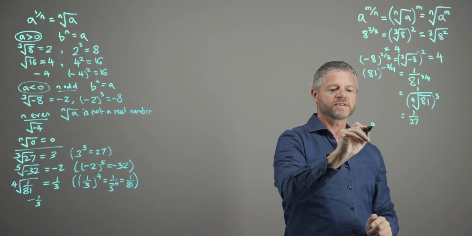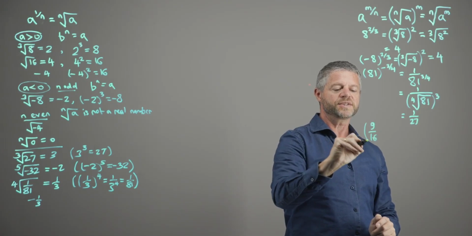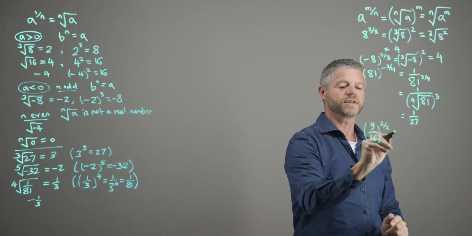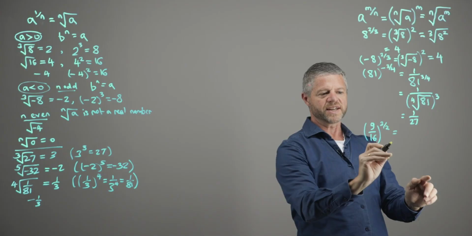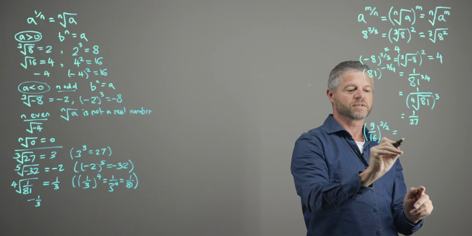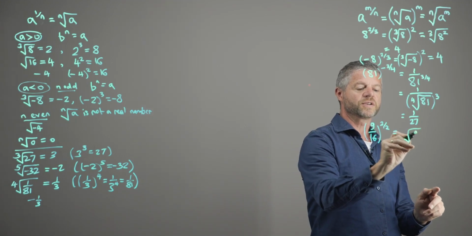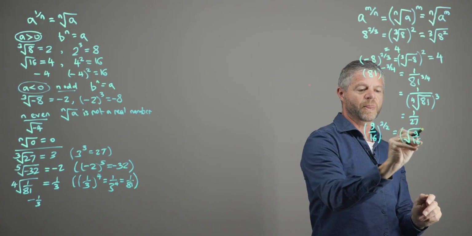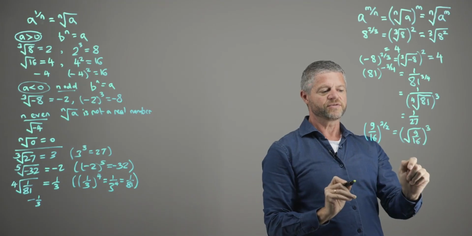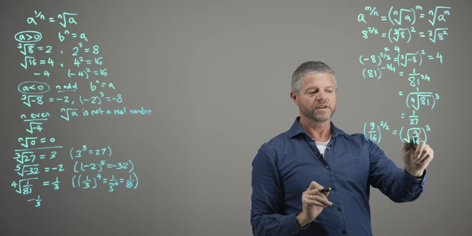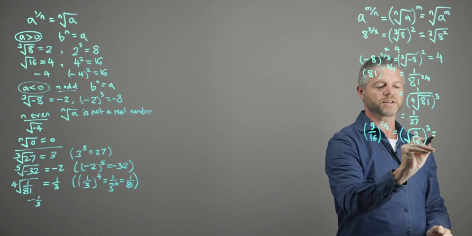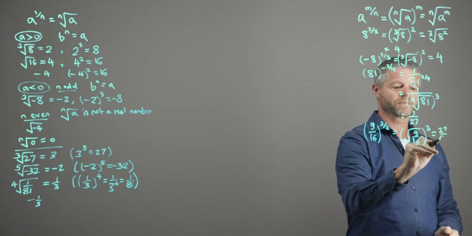And then let's do one last example here. Let's do 9/16 to the 3 over 2 exponent. So let's write down what that means. So that's going to be the square root of 9/16 cubed. Square root of 9/16 is 3/4, and 3 cubed is 27, and 4 cubed is 64, so that's going to be 27/64.